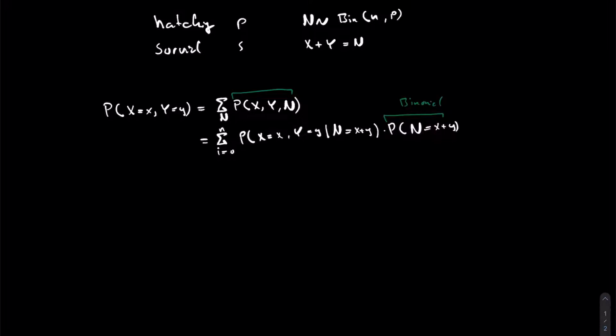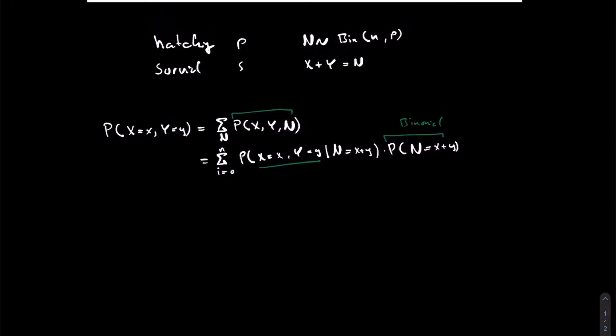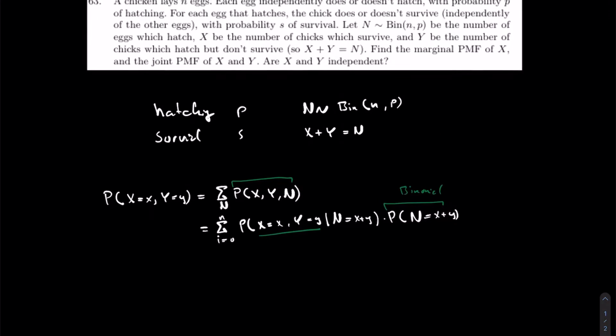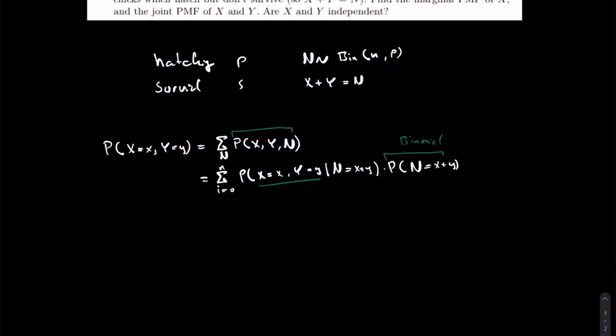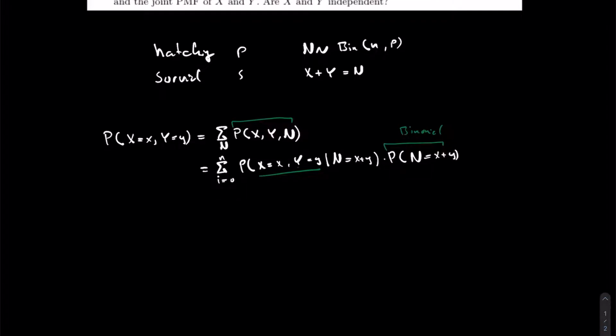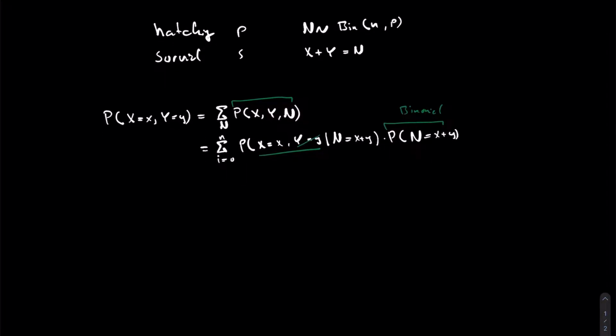And we also know that, conditioning on n, these things are basically the same event, right? It's either we get x chicks that survive, or y of them hatch but don't survive. So it's basically the same thing. So we can basically choose to drop one. We're going to drop y, and this we can do by conditioning on the event of x and y.